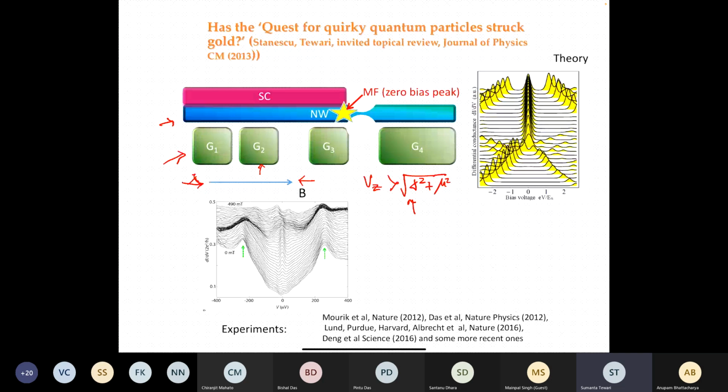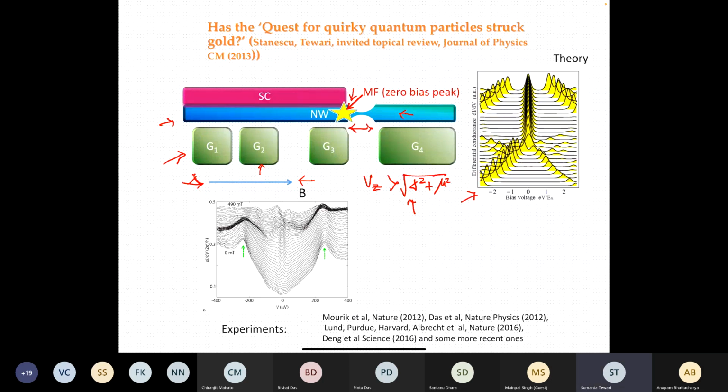Now they did all sorts of increasing V Zeeman, reducing mu, etc. And this is the lead. If there's a zero energy Majorana fermion here, then you will get a zero bias peak in a tunneling conductance experiment. This is the theory. The y-axis is differential conductance, dI/dV. The x-axis is the bias voltage, the voltage that is being applied here.